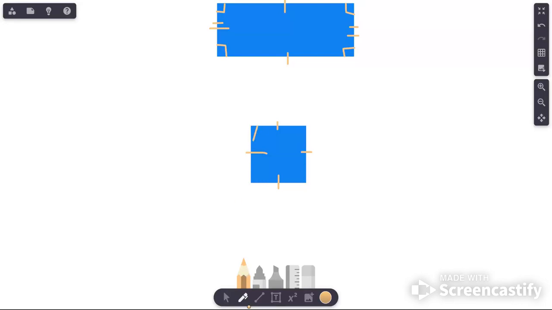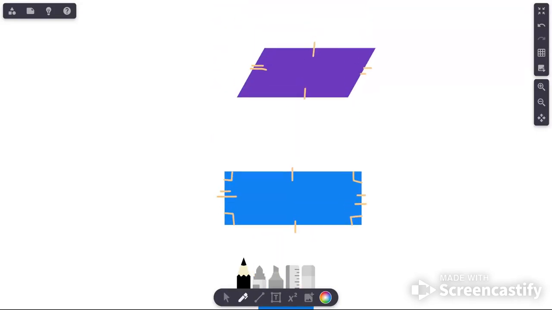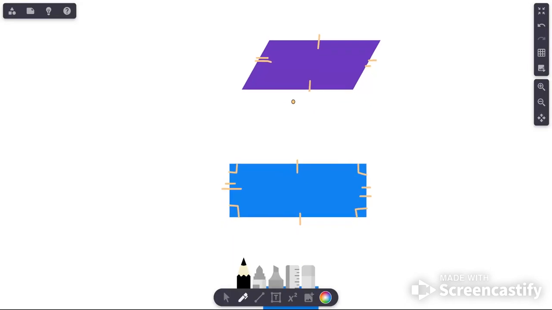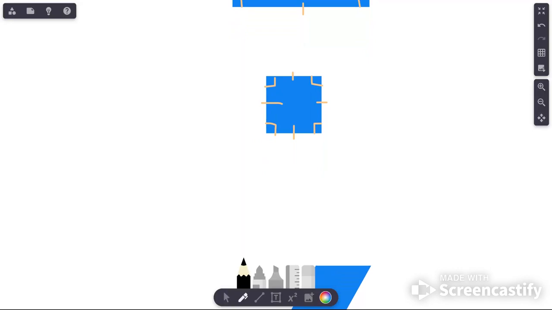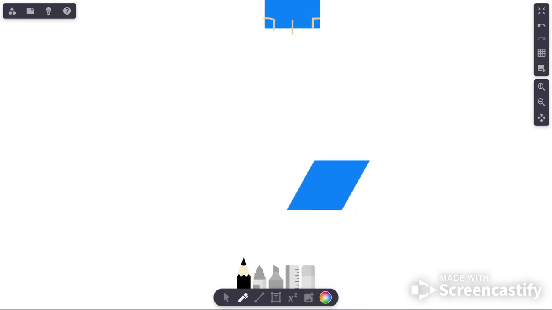A square is also a rectangle because it has right angles. So a square can also be defined and named as a rectangle. It's a special type of rectangle. A square also has the same attributes as a parallelogram in that the opposite sides are parallel. So these two sides are parallel and these two sides are parallel to each other. So that is some of the attributes that we see in a square.